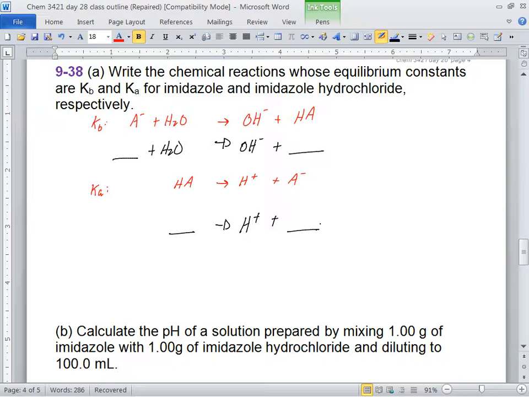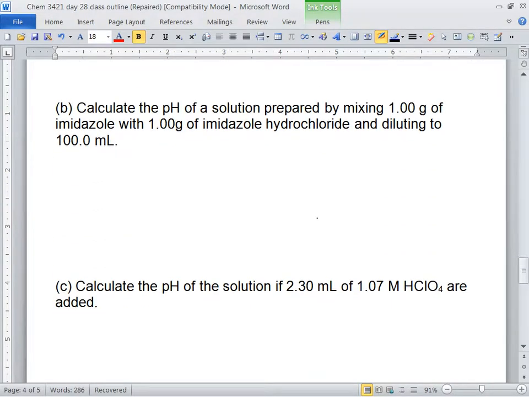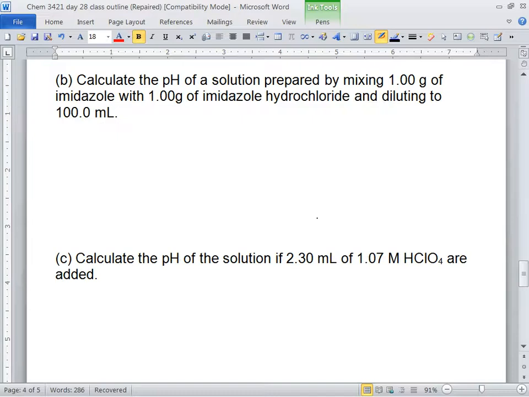So then it's from the table. Okay. Does that make sense? Let's jump down to part B. Find the pH of a solution prepared by mixing 1 gram of imidazole with 1 gram of imidazole hydrochloride and diluting to 100 milliliters. Calculate the pH of a solution where we're adding 1 gram of imidazole and 1 gram of imidazole hydrochloride, diluting to 100 milliliters. Marlena?